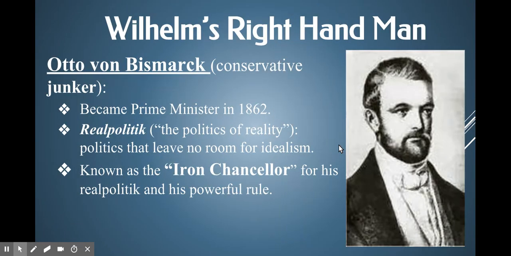Enter Otto von Bismarck. So he's a conservative Junker, and he is going to coin the term realpolitik, or the politics of reality. And he becomes known as the Iron Chancellor for his role in the unification of Germany, with his realpolitik and powerful role.